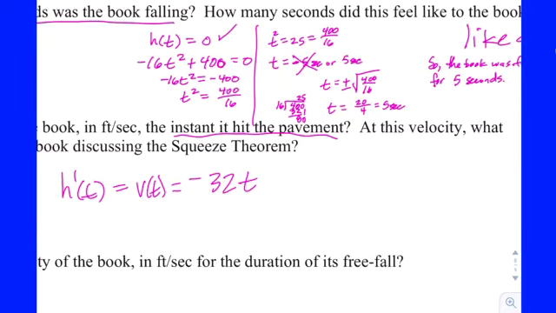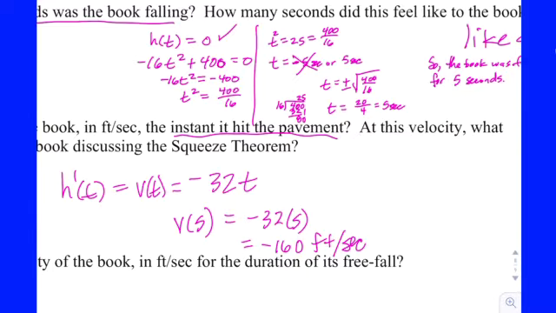So now notice that function requires me to input a value of t. What value of t am I supposed to put in? 5. Yeah, we just found that. So now I'm just underneath there, I'm going to put v of 5 is negative 32 times 5, which gives me negative 160, and then I'll put units, feet per second.